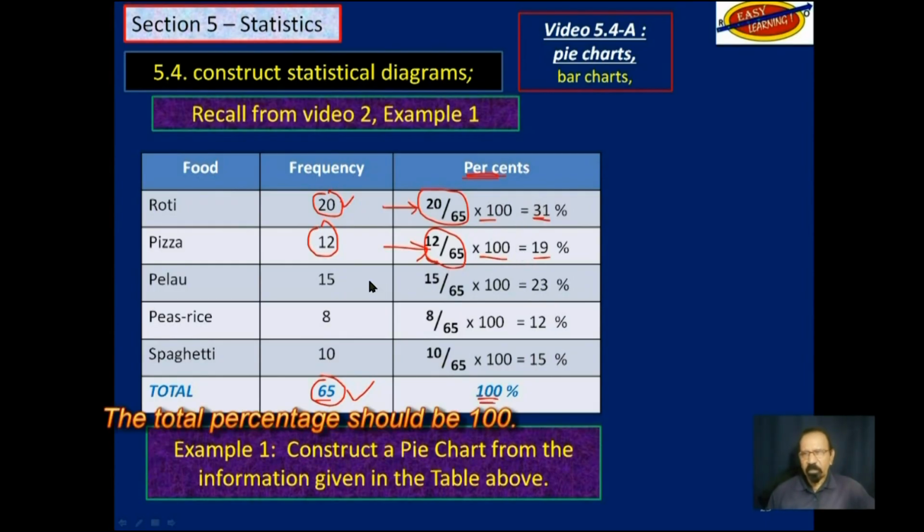You would get 100%. Make sure you get 100. If you don't get 100, you would have to adjust a figure somewhere to make sure it is 100. Because sometimes when you work this out and you round it off, when you add here, you may get a little more than 100.